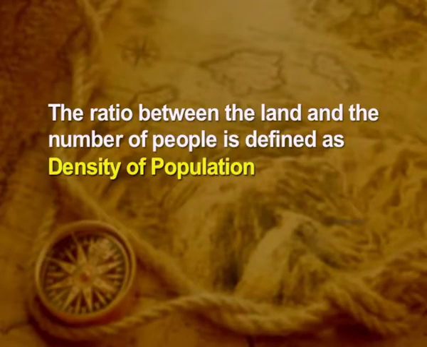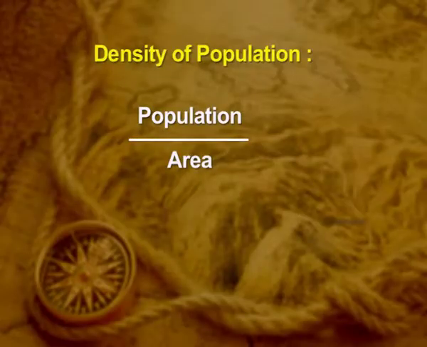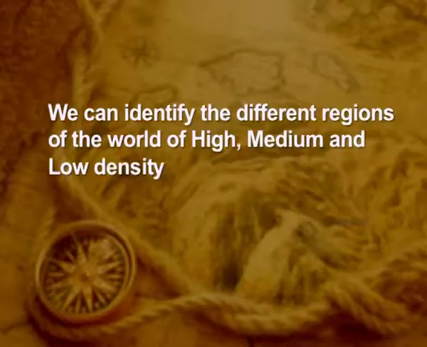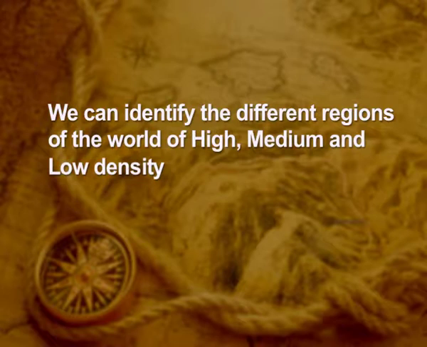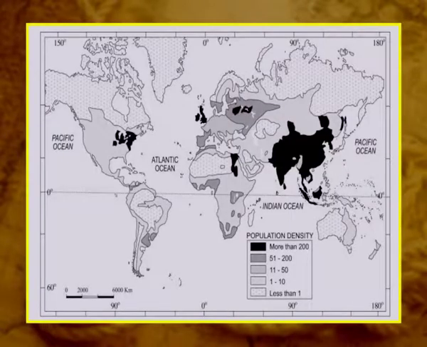The ratio between the land and the number of people is defined as density of population. So, density of population is defined as the number of people living per square kilometer. It is population upon area. We can identify the different regions of the world of high, medium, and low density on a world map. The given thematic map reveals 5 major densely populated regions of the world.